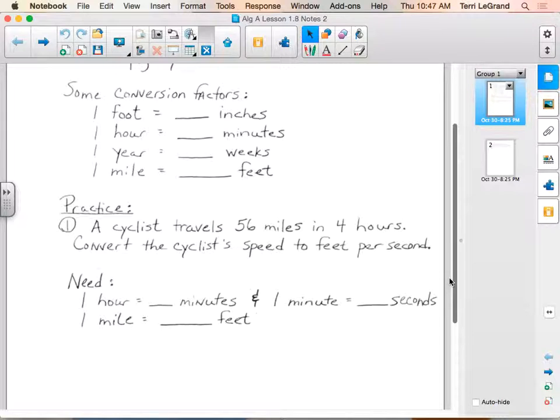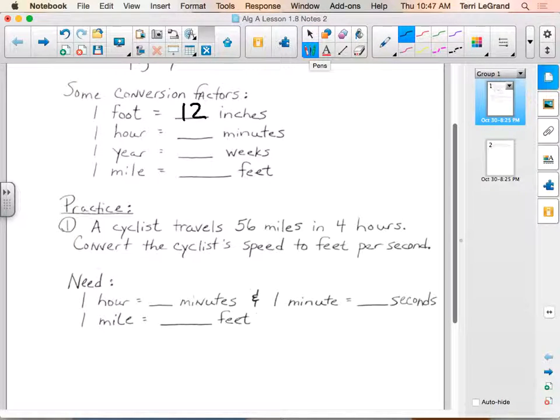In 1 foot, there's how many inches? Cody? 12 inches. Okay, and it's going to be important that we write these down first when we are working through the problems, to help us set them up. 1 hour is how many minutes? Devontae? 60 minutes. 1 year has how many weeks?